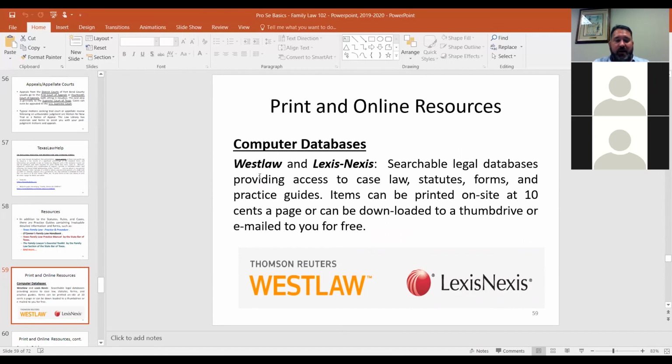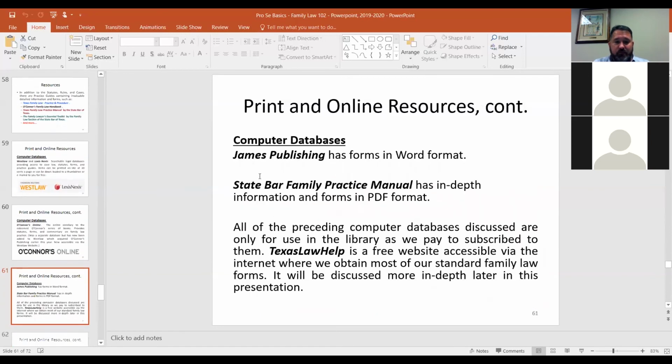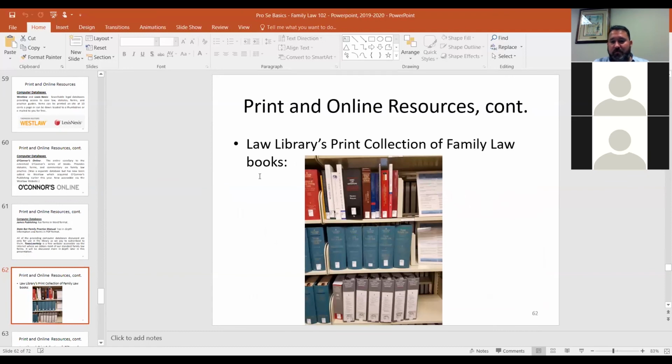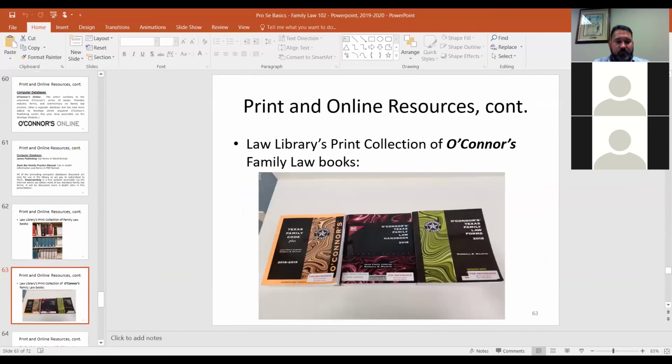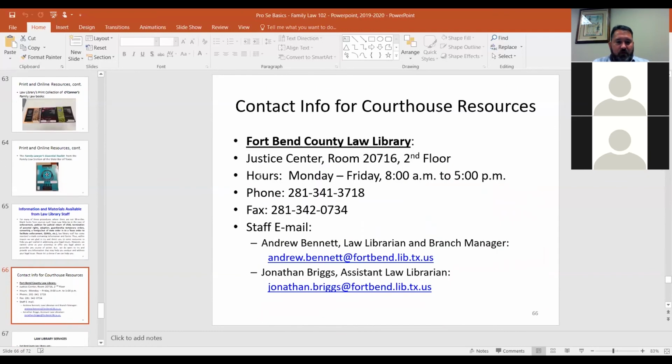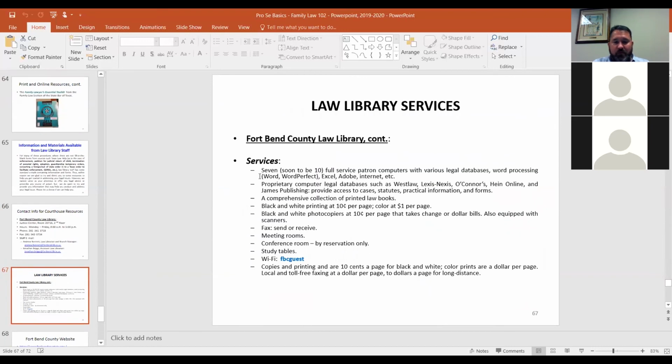We have the books, you can make copies, you can have things emailed to you, and email and downloading to thumb drives are free. We've got all kinds of stuff. And this is just a sample of some of the books we have. So like I said, we're here to help. We've got other things. We've got computers, we've got copiers, we've got fax machines.